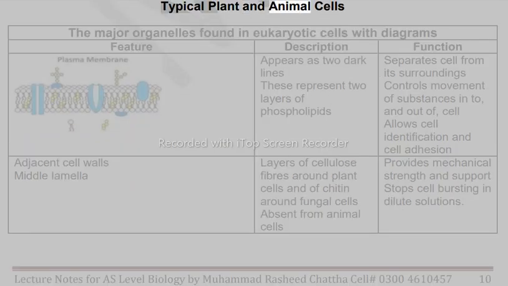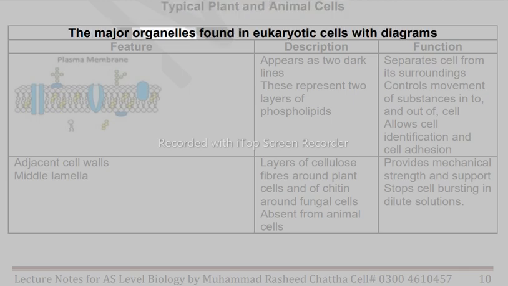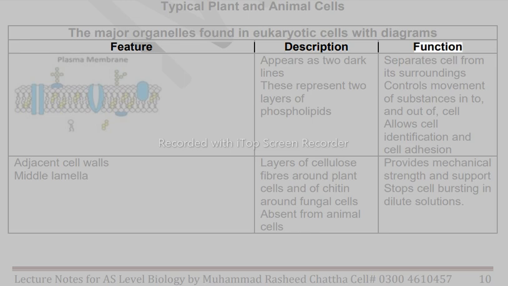Typical plant and animal cells. The major organelles found in eukaryotic cells, with diagrams, feature, description, function. Appears as 2 dark lines. These represent 2 layers of phospholipids. Separates cell from its surroundings, controls movement of substances into and out of cell, allows cell identification and cell adhesion.